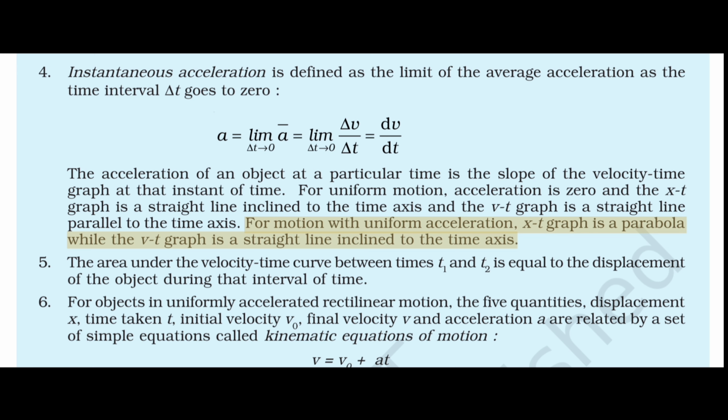5. The area under the velocity-time curve between times t1 and t2 is equal to the displacement of the object during that interval of time. 6. For objects in uniformly accelerated rectilinear motion, the 5 quantities, displacement x, time taken t, initial velocity v0, final velocity v and acceleration a are related by a set of simple equations called kinematic equations of motion.